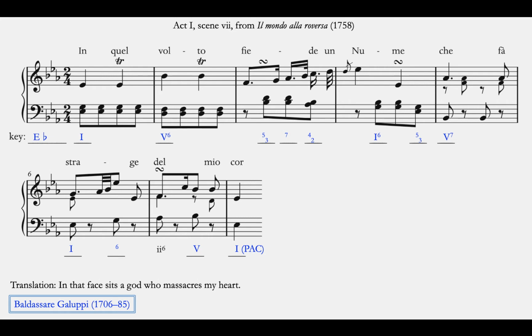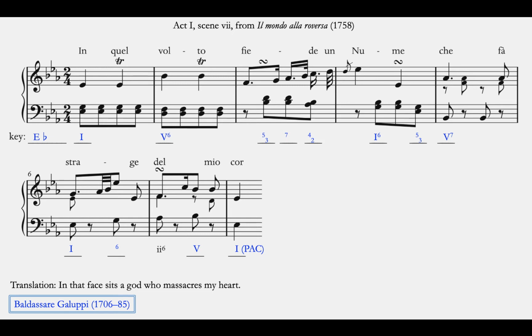Now we're in bar 6. And now we're beginning to approach the cadence. We have 1 moves to 1/6. Then we move to 2/6. That's our subdominant function chord. Moving to root position 5 and then root position 1. That's our dominant and tonic to make a perfect authentic cadence.